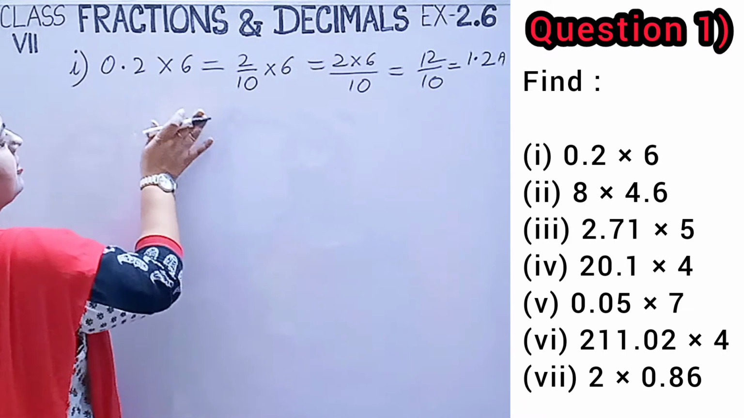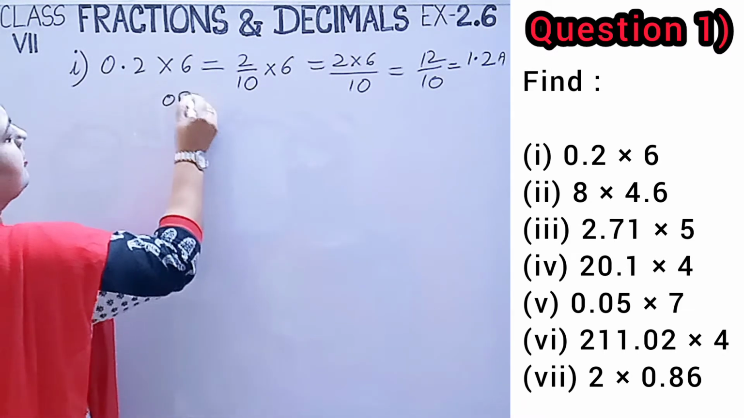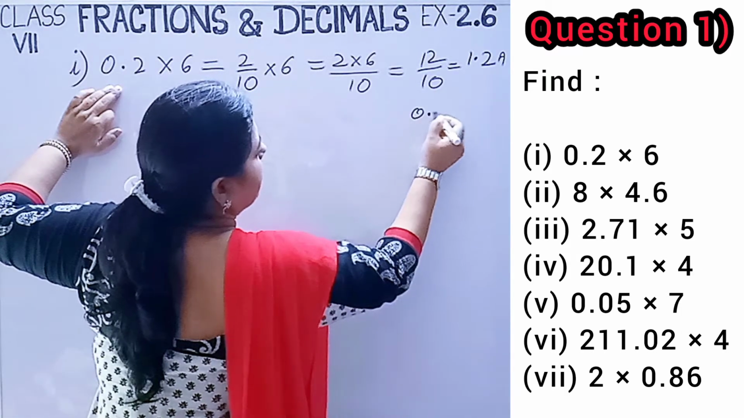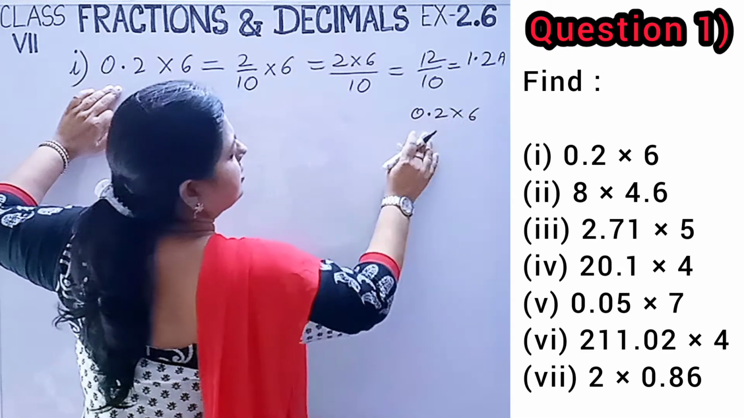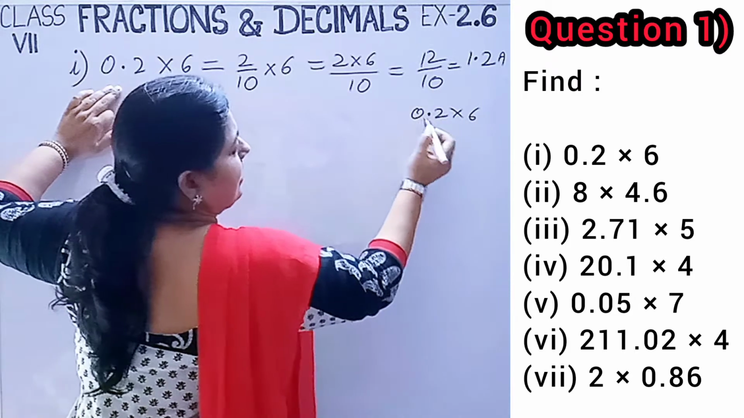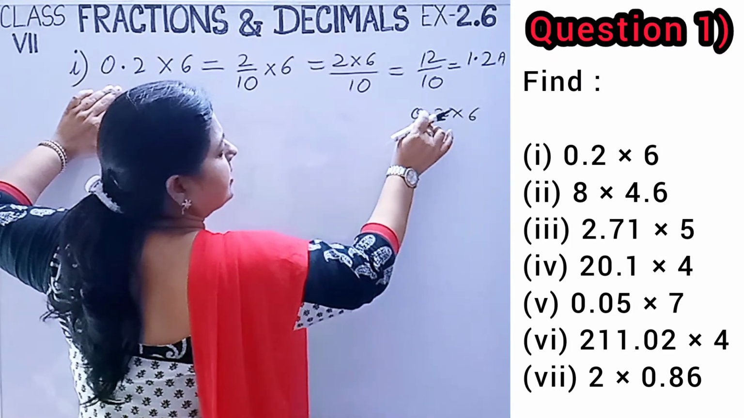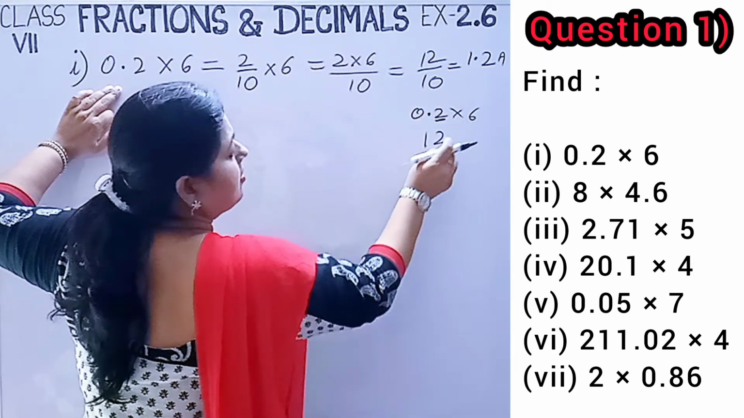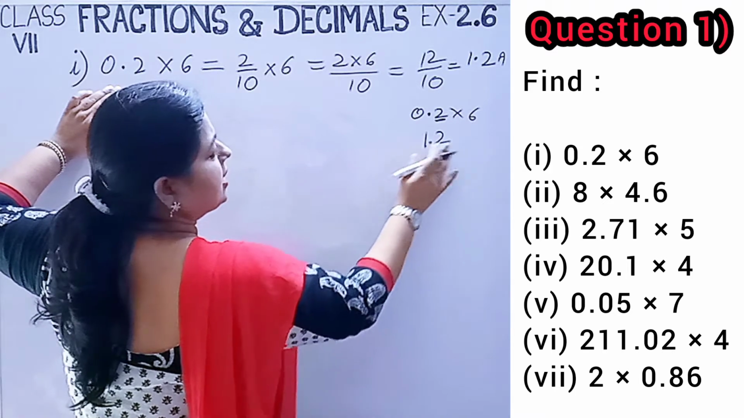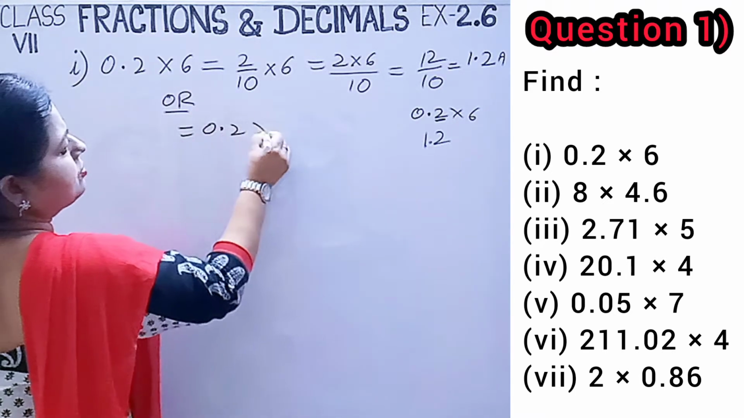Now second way here. 0.2 into 6. Here we can multiply simply. 0.2 into 6, 2 sixes are 12. We have one digit after this decimal. It means we have to put one decimal place in this number. So we have 1.2. So in this way we also can multiply into 6.